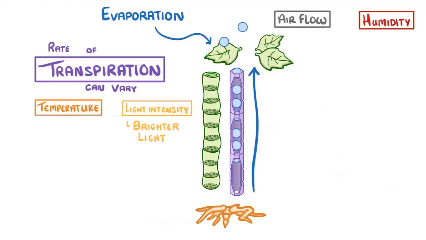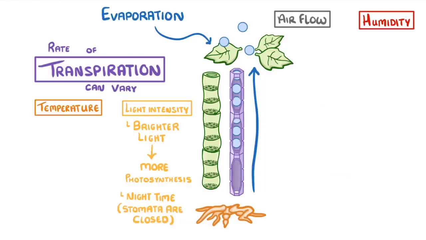The brighter the light intensity, the more photosynthesis that can take place, which means that more stomata will have to be open to let in the carbon dioxide required for photosynthesis. And at the same time, more water can evaporate, which means a higher rate of transpiration. Whereas at night time, when there's no photosynthesis happening because it's dark, the stomata will be closed, and so there's very little transpiration.